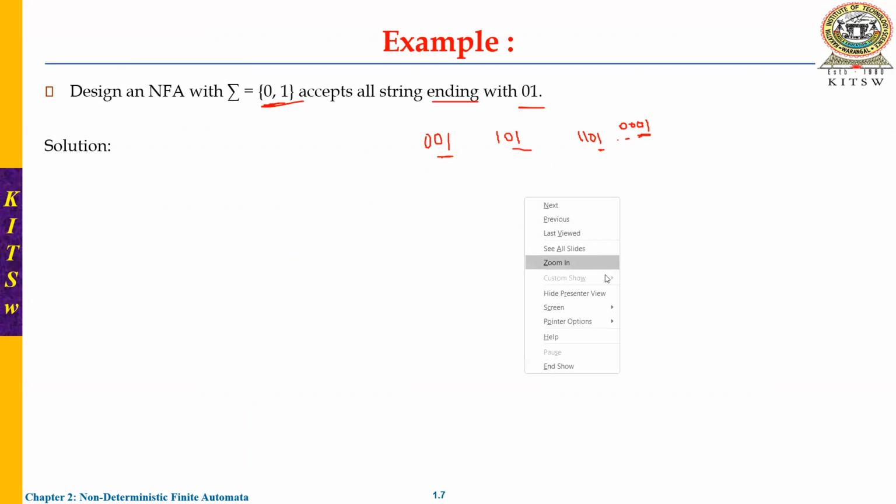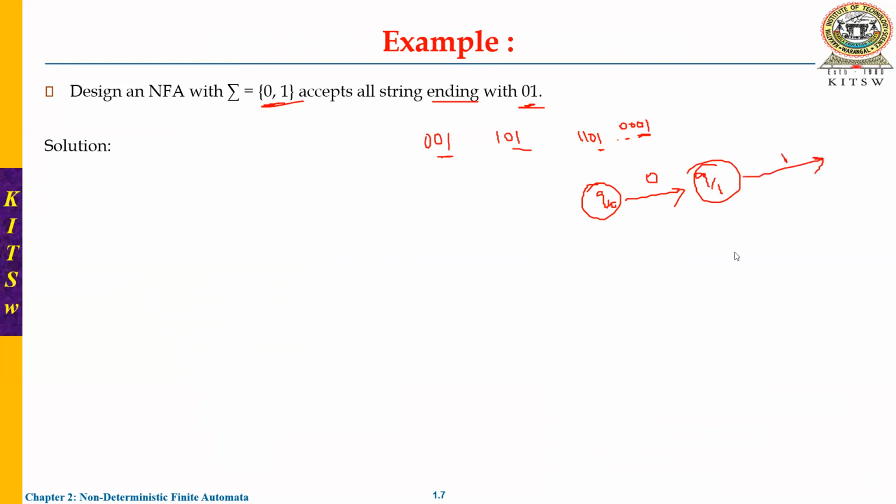Pause this video and try to construct the NFA. The general NFA will be like this. The given input string ends with 0 and 1, that is the condition. So take a state Q0 and give input symbol 0, and it will go to state Q1. If you give 1 as input, it goes to the final state Q2.